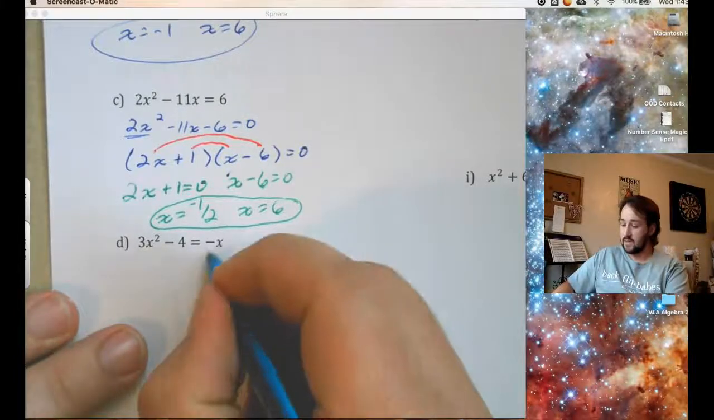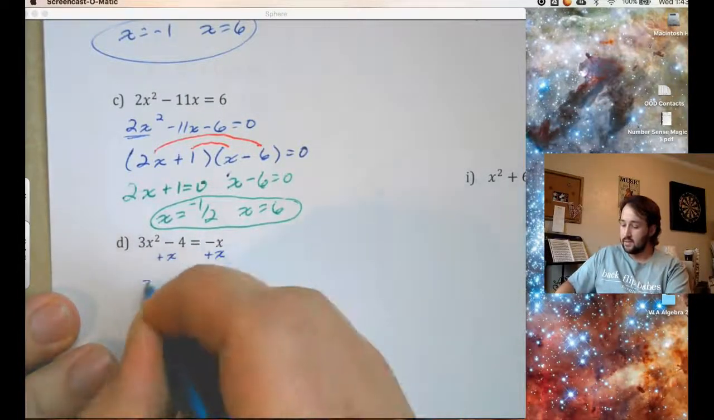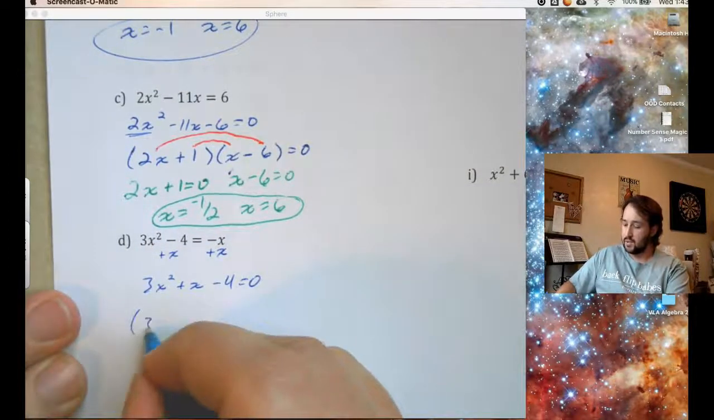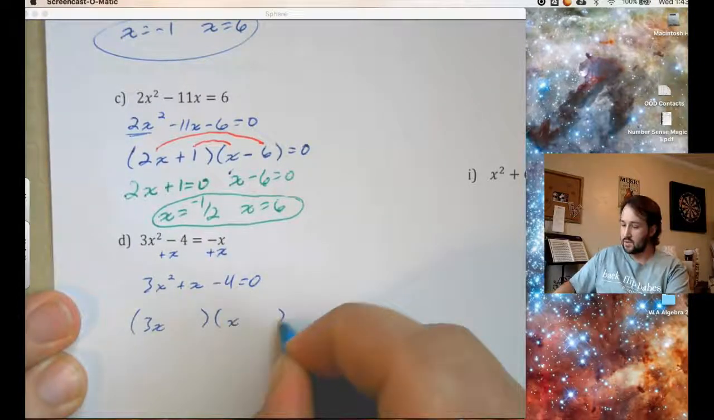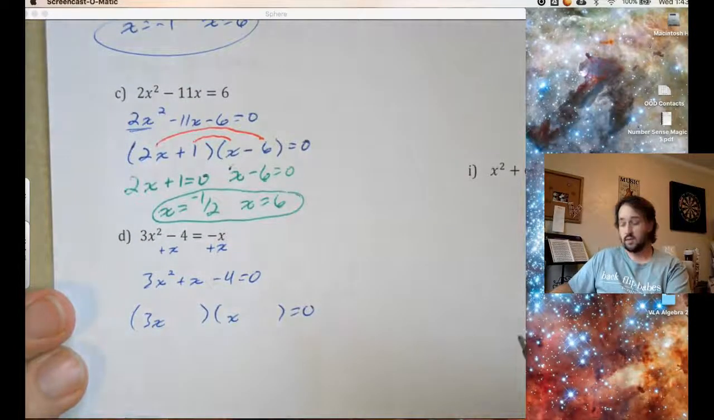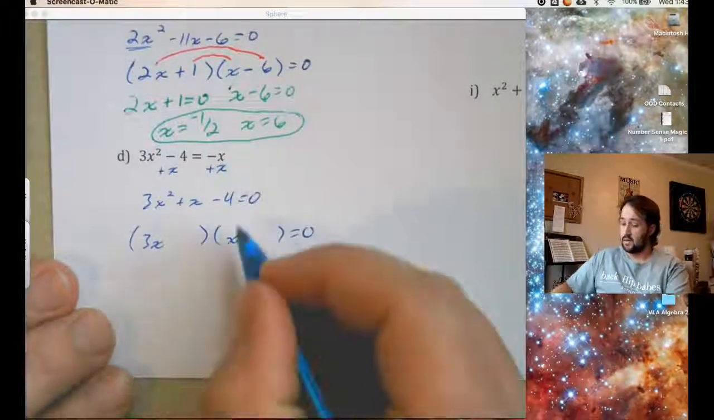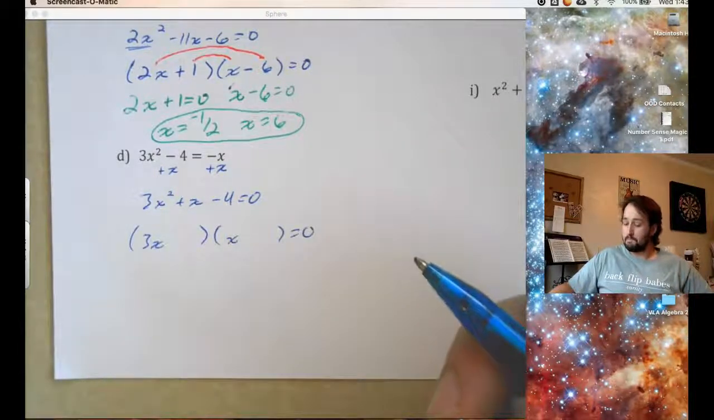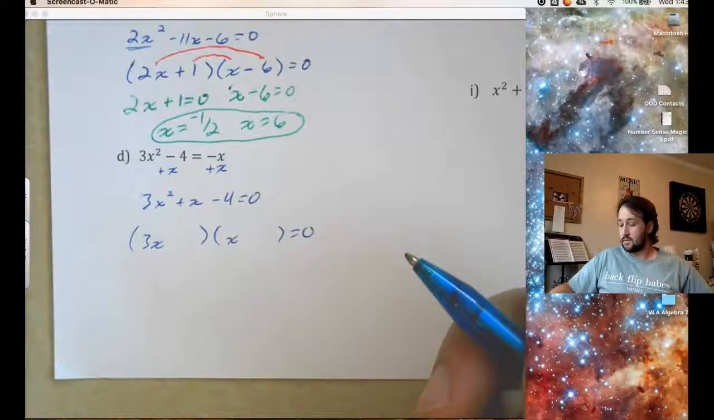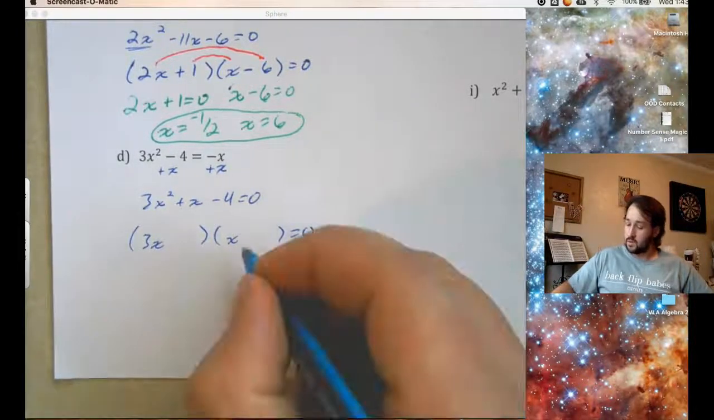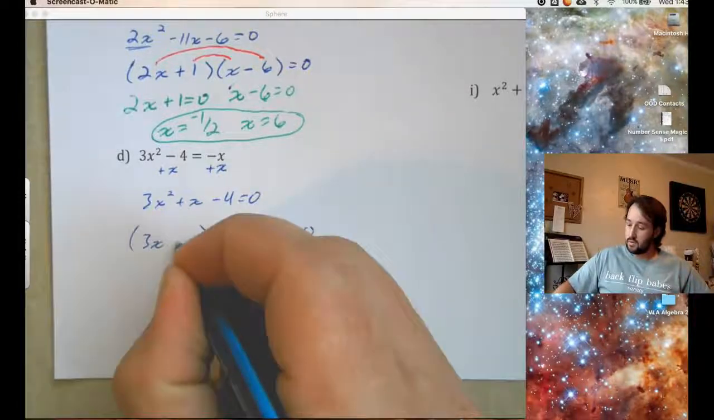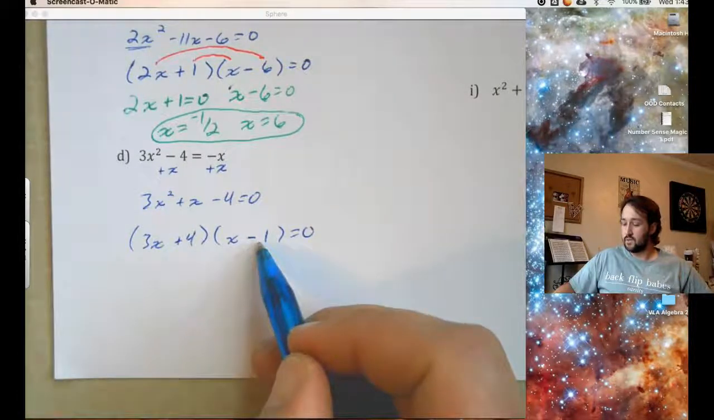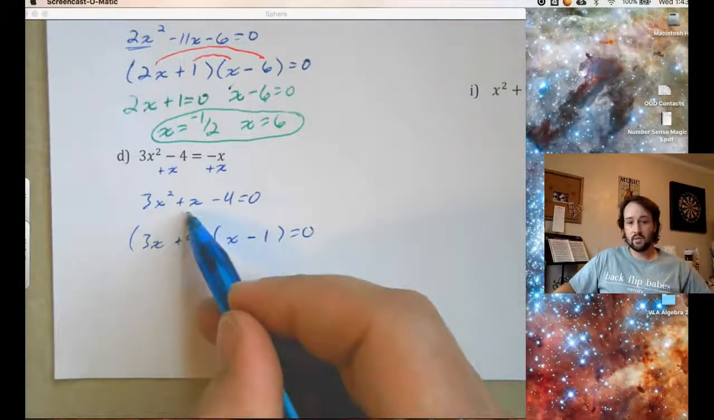Notice we're equal to negative x, so I'll need to add that x to the other side. So I have 3x squared plus x minus 4 equals 0. So I'll factor this again, but notice this time I'm going to need a 3x as my first term, such that 3x times x will give me the x squared. So now, if I have minus 4, it could be 2 and 2, could be 1 and 4. I'm going to guess 1 and 4, and I'm going to do minus 1 plus 4, because then 3 times negative 1 is negative 3 plus 4, which will give me positive 1 in the middle.